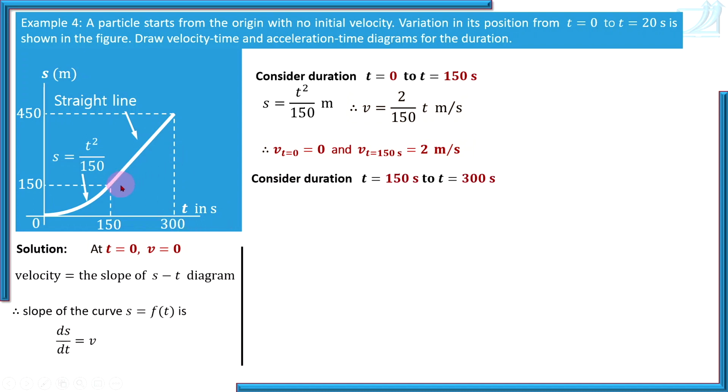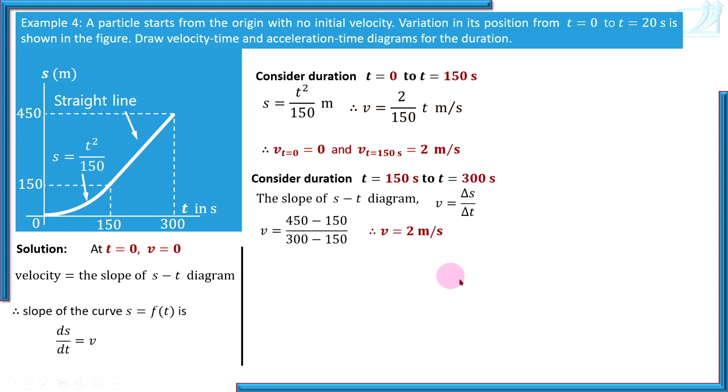Okay, now consider the duration 150 to 300. In this duration, the St diagram is a straight line, and how do you find the slope of a straight line? Delta y by delta x. In this case, delta s by delta t. So from 150 to 300, the change in displacement is 450 minus 150, and the change in time is 300 minus 150, and you get velocity 2 meters per second, which is constant. The reason is that the slope of the St diagram is velocity, and the slope is constant, so velocity is constant. So from 150 to 300, it is uniform velocity motion.